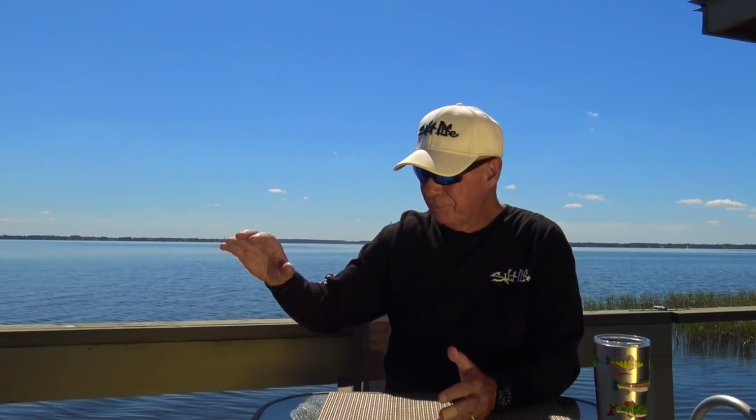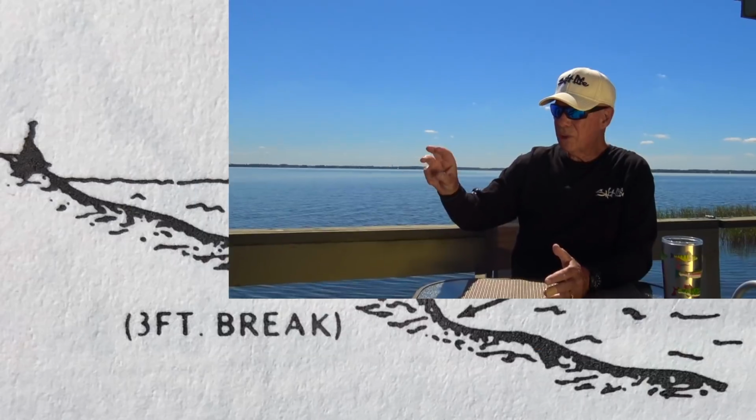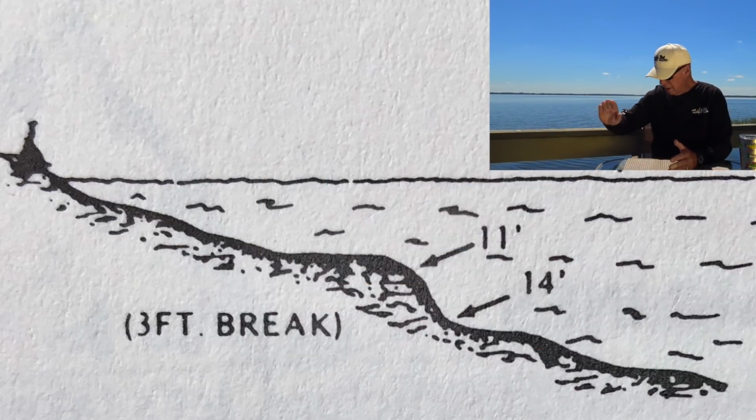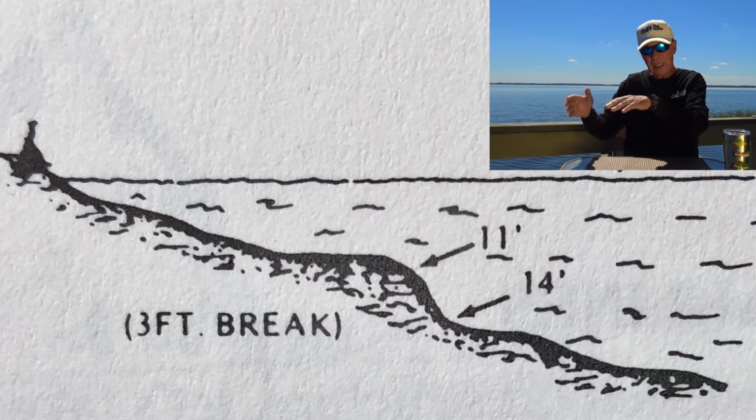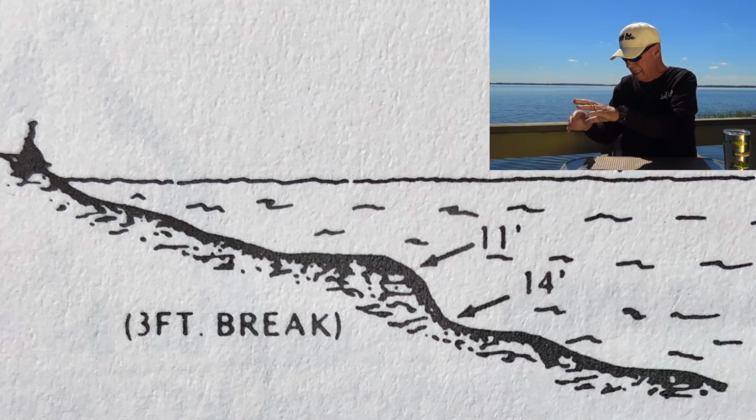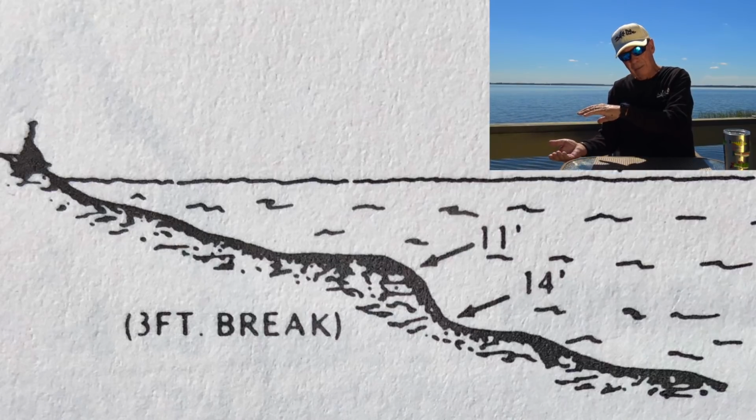And I'm going to start with the very simple break line where we have an increase in depth. This first one shows you about a 3-foot drop. But it's a sudden drop from 11 feet to 14 feet. That's what we call a 3-foot break. And we want to fish that 11-foot break line. And at times we want to fish the bottom break line, which is occurring at 14 feet.